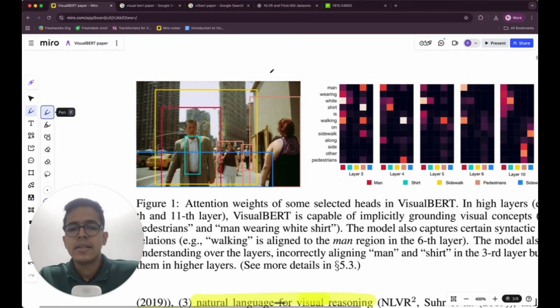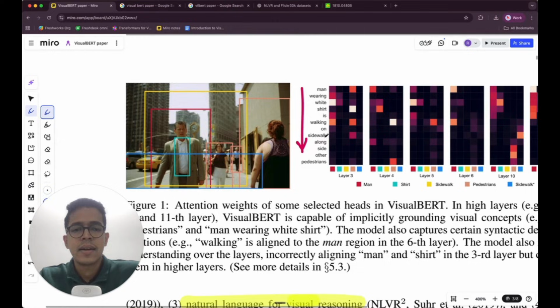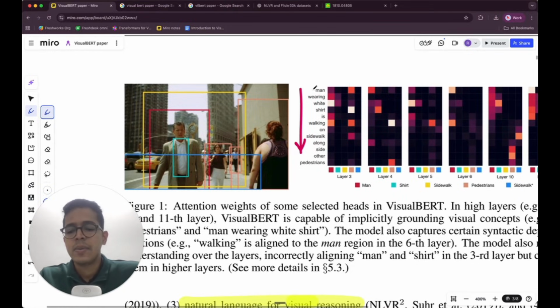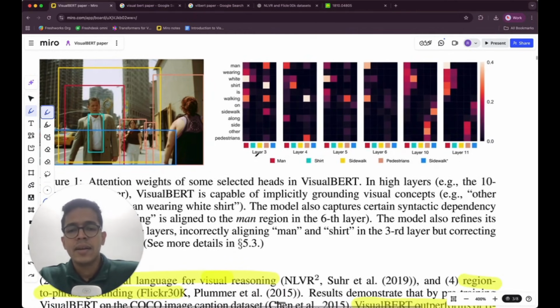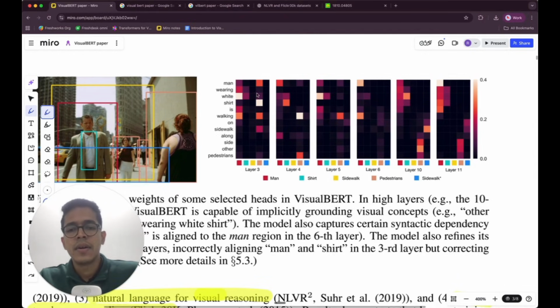Now the caption is: man wearing white shirt is walking on sidewalk alongside other pedestrians. So you just read these words from top to bottom. These words, man wearing white shirt, like that. Okay. So that is the corresponding caption to this image. Now, what is shown here is different layers: layer 1, layer 3, layer 5, 6, 10, 11. So different transformer layers from the VisualBERT model, where they are showing the correlation between a given word and a given bounding rectangle. So where is the given word?